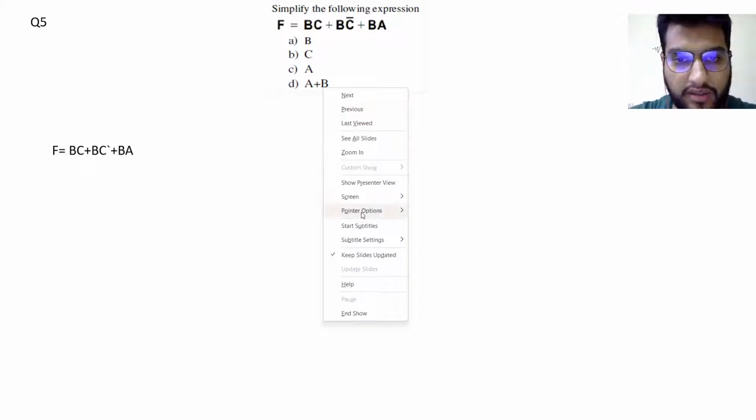So what we do is we write the expression F equal to BC plus BC bar plus BA. Then we take B common, and in the brackets we have C plus C complement. We know A plus A complement is always equal to 1. So here C plus C complement is always equal to 1, and B dot 1 is B. In the next step I have written F equal to B plus BA.